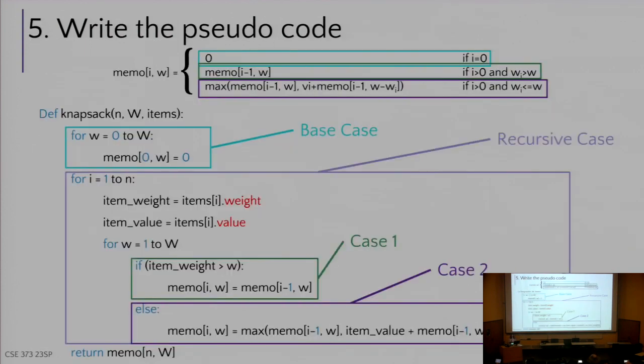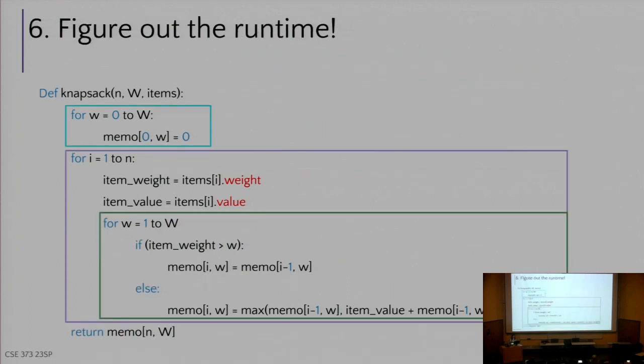Okay. So now, again, the pseudocode is just a direct copy and combination of all the things we came up with before: base case, recursive case, cases 1 and 2. One thing that's important is the order that we decided to fill out the array. Since it was level by level, that helped us find out that the W for loop goes inside the I for loop, because we wanted everything in the row of some index of I to be filled before moving on to another row.